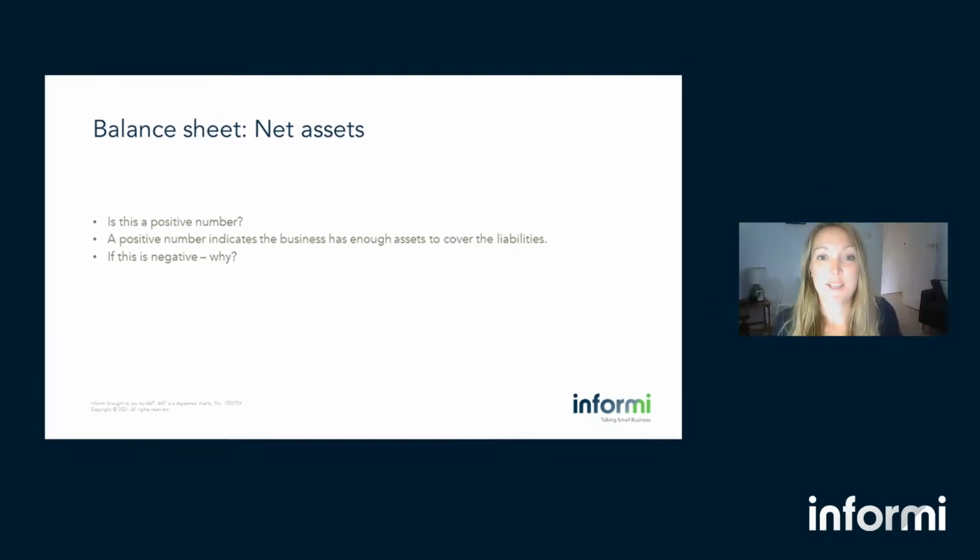So first of all, we're going to look at the net assets on your balance sheet. This is calculated by deducting your liabilities from your assets, and you will have your net assets figure. If this is a positive number, you're in a good position. A positive number indicates that the business has enough assets to cover the costs of the liabilities in the business. If this is negative, why is that? It may be that you have taken on a loan or extended your overdraft. If you have a forecast in place and know how this will be spent, you don't need to worry.